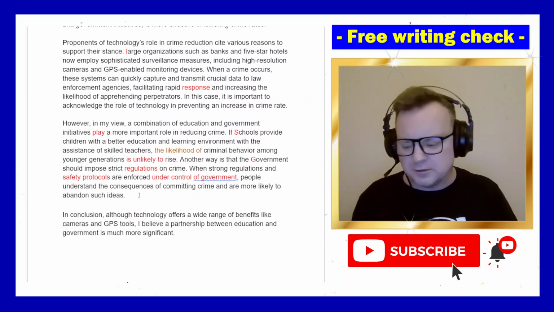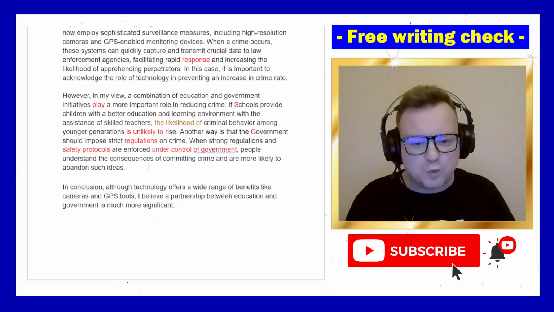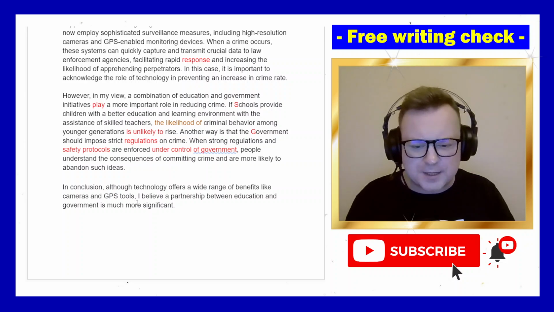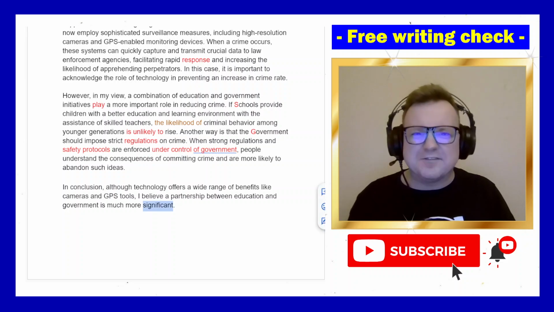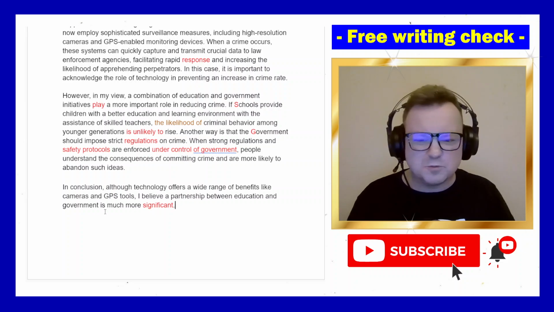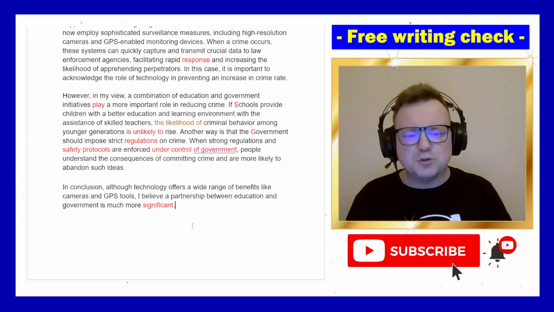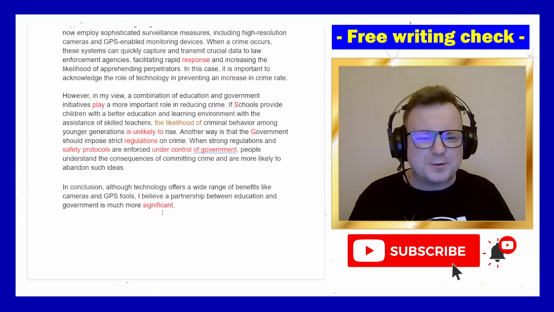I'm not fully informed. So in conclusion, although technology offers a wide range of benefits like cameras and GPS tools, I believe a partnership between education and government is much more significant. I don't know about significant. Effective? Maybe, yeah, would be much more effective, or would be more suitable or more appropriate, or would lead to better results. But I don't know about significant. That is the wrong word there.